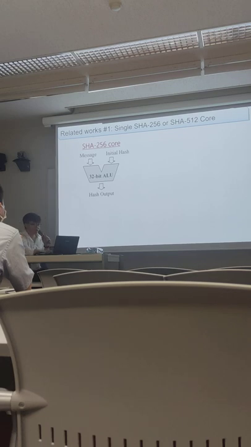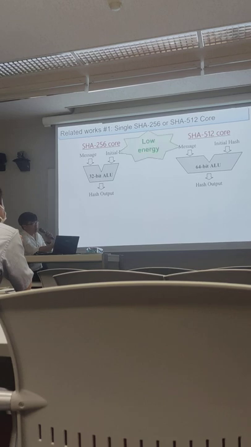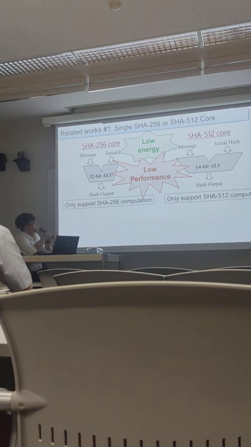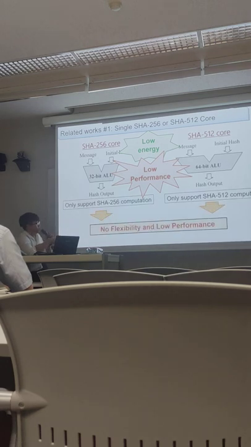Depending on the characteristics and the architecture, I will divide it into four groups. Group 1 is the single SHA-256 or SHA-512 core. Even SHA-256 or 512 cores use a 32-bit ALU or 64-bit ALU. Because this is just a compact and small ALU, they can achieve low energy, but they have to trade off high latency. This is the reason that they achieve low performance. Moreover, they only support a single SHA function, like just SHA-256 or SHA-512. This is the reason that they have no flexibility and low performance.